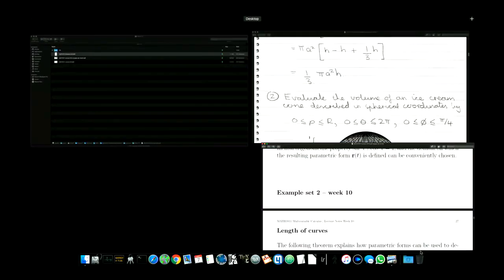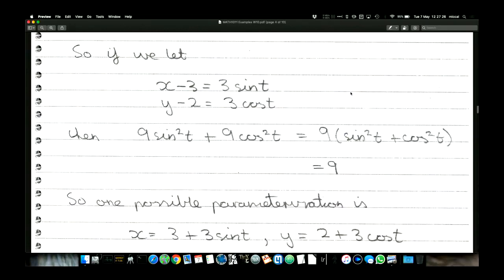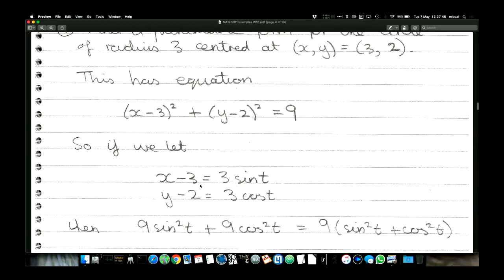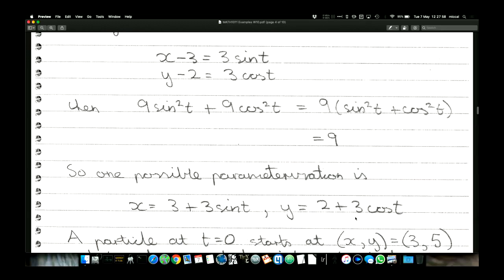Now, I've got some examples here. Let's find a parametric form for a circle of radius 3 centred at the point x equals 3, y equals minus 2. Now, I know that that has this equation: x minus 3 all squared plus y plus 2 all squared equals 9. So I can force this to work, because I can imagine it as, if you divide through by 9 and whack it all in, it doesn't matter how you do it, but you can force this parameterisation to work. So a suitable parameterisation is that.